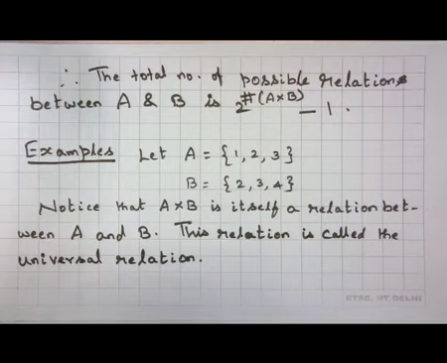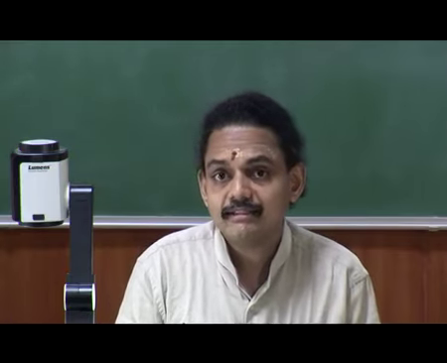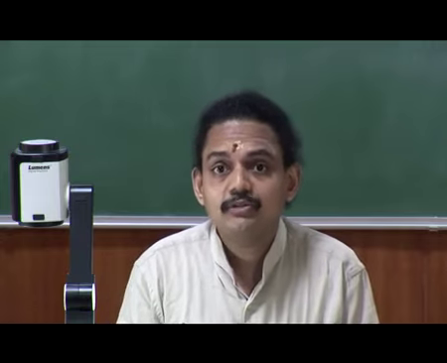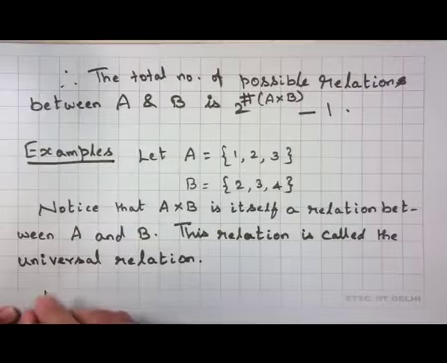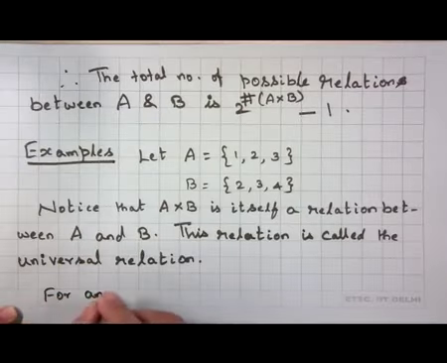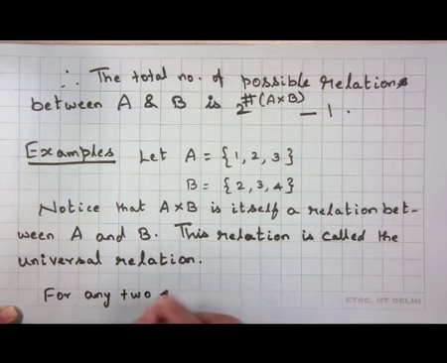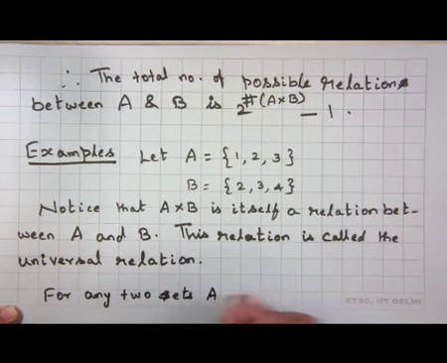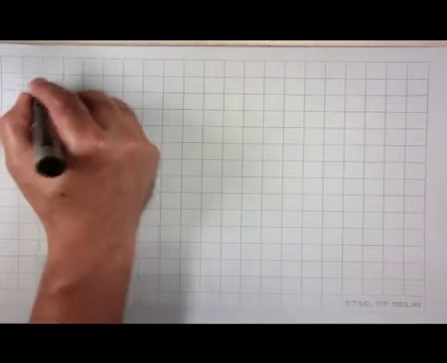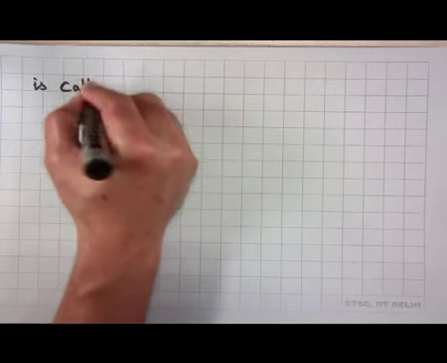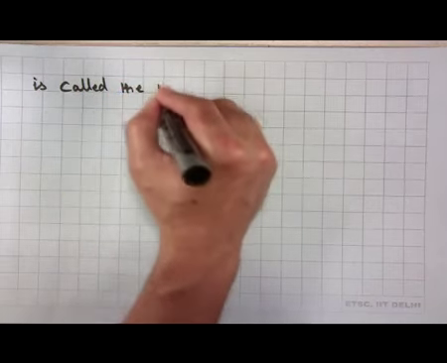Right. In fact, for any two sets A and B, one can always define A cross B, and therefore, this A cross B is what is known as the universal relation for any two sets A and B. A cross B is called the universal relation.